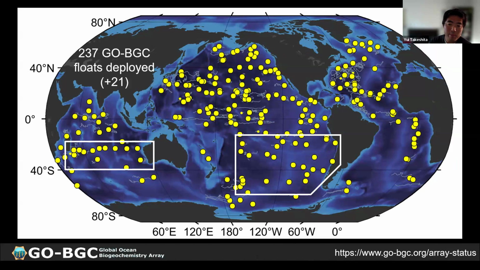The 2 white boxes show the floats that have been deployed over the past couple of months. So you can see that we have filled in a big gap in the Indian Ocean and also in the South Pacific. And so we will continue to fill in the holes, but these are big holes that we wanted to get. So we're very happy about that.